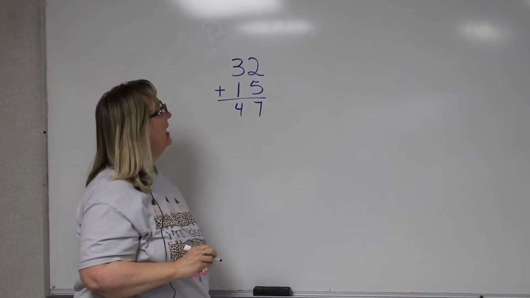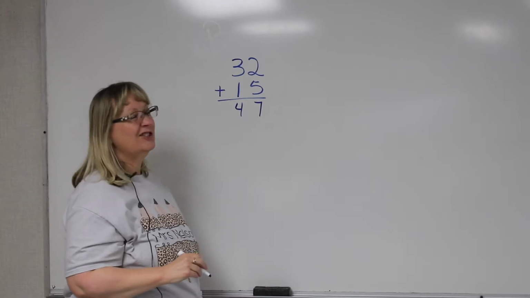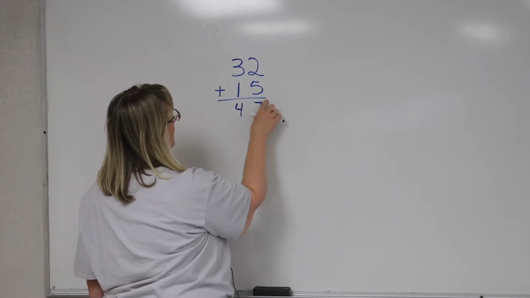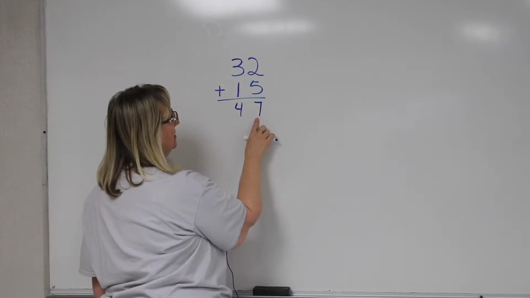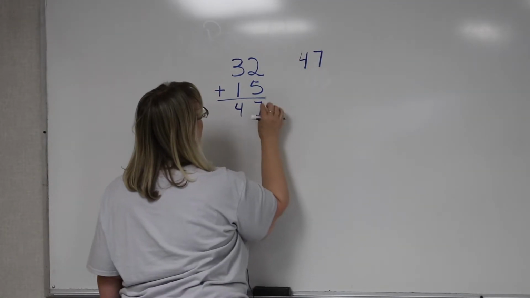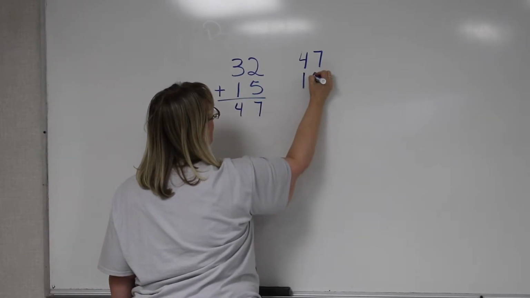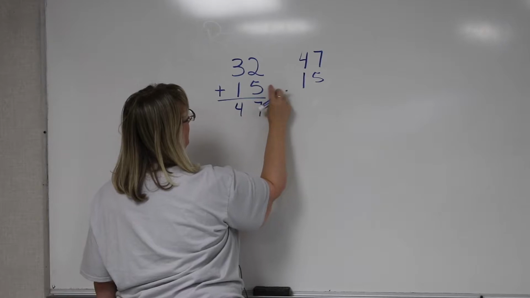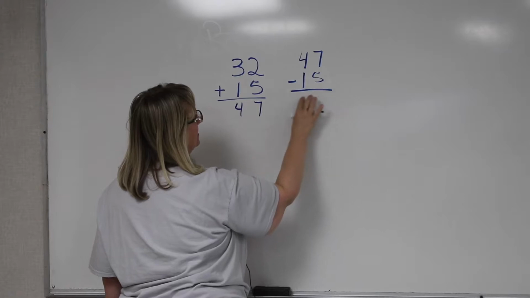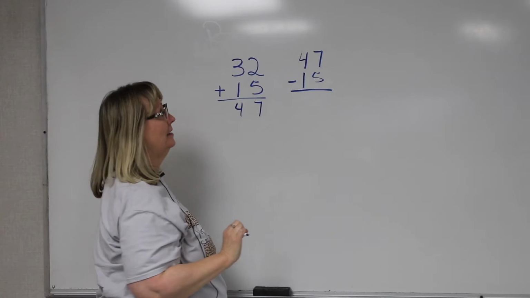Now something that I like to have my students do, just to make sure that they are correct, is turn it into a subtraction problem. We're going to take our sum, which is the answer of an addition problem, and put it over here on top. Then we're going to take our next number, which is 15. So you notice I went from here to here, and I'm going to subtract. If my answer to my subtraction problem is 32, then I know I am correct.